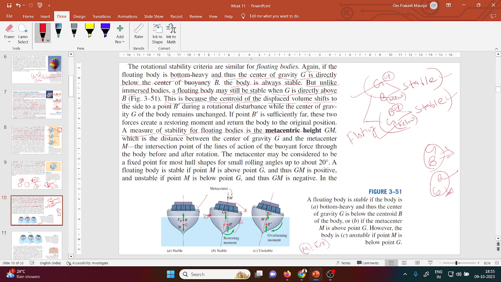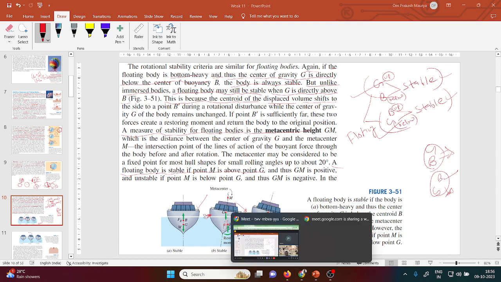That is the written. If your floating body is, this line is always, you need to remember. In case of the floating body, your floating body will be in a stable condition when the point M, that is the metacenter point, will be above the point G. Why? Because just you see here in the figure, B is visible.